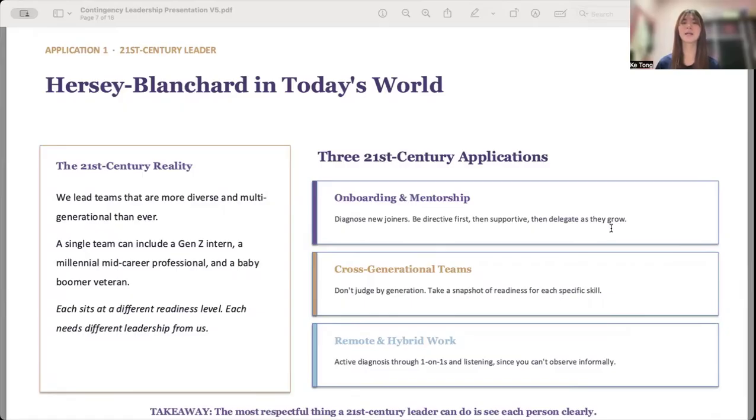Third, in remote and hybrid work, when you can't see your team every day, you can't rely on informal observation. You must actively diagnose readiness through one-on-one conversations, asking questions and listening for signals of confidence or hesitation. So this model becomes a diagnostic tool, not just a theory.